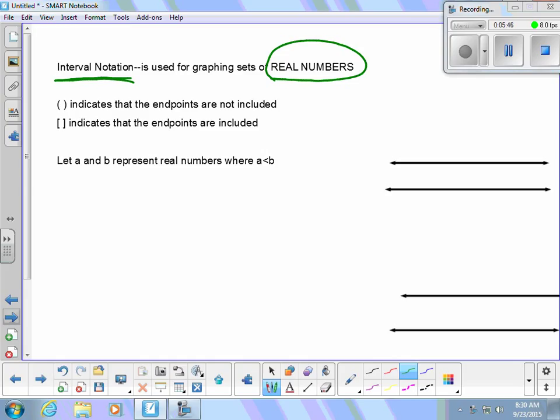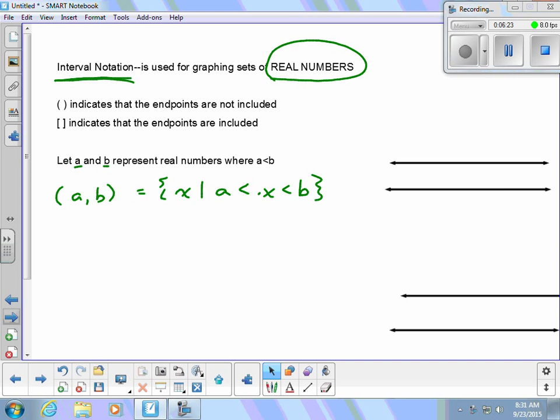So I'll show you with some examples how we use those. If I have two numbers a and b, and they represent two real numbers where a is less than b, and we always work from low to high using interval notation. So if I write this (a, b), this is going to be the set of all x values such that a is less than x, which is less than b. Okay? A itself is not included, B itself is not included because of the round brackets.